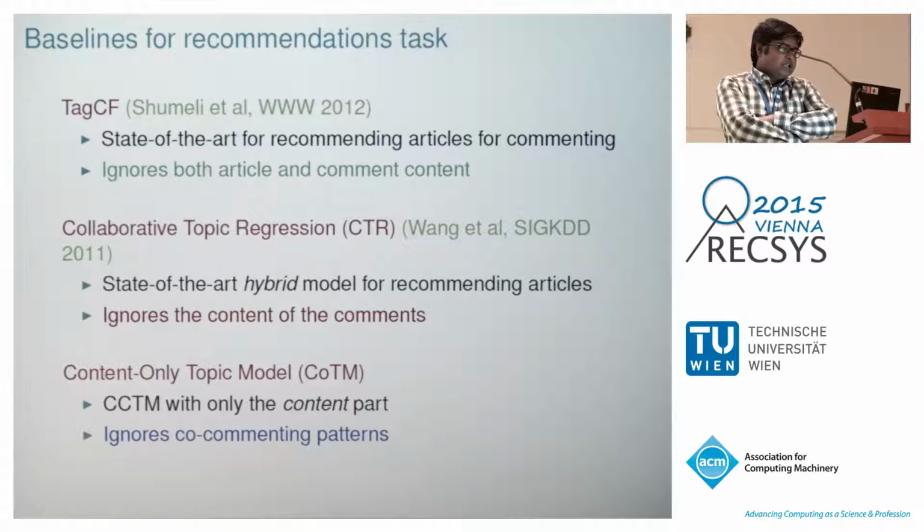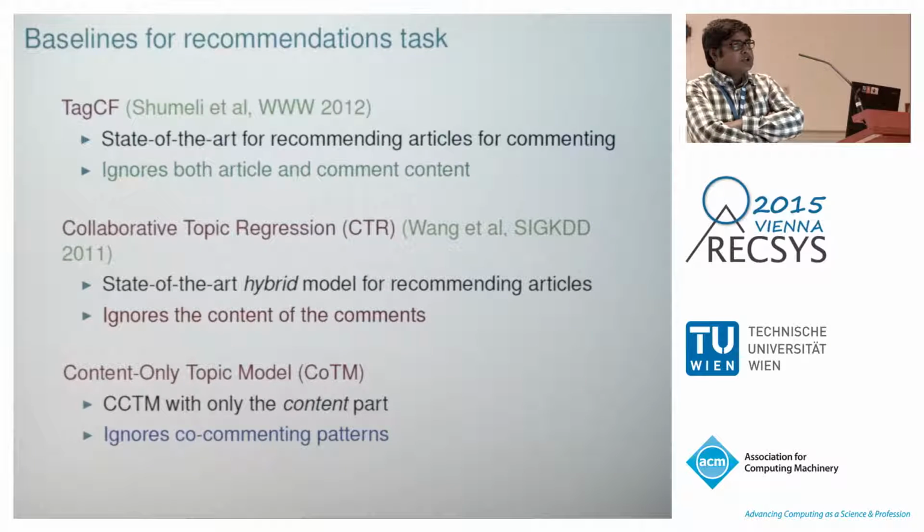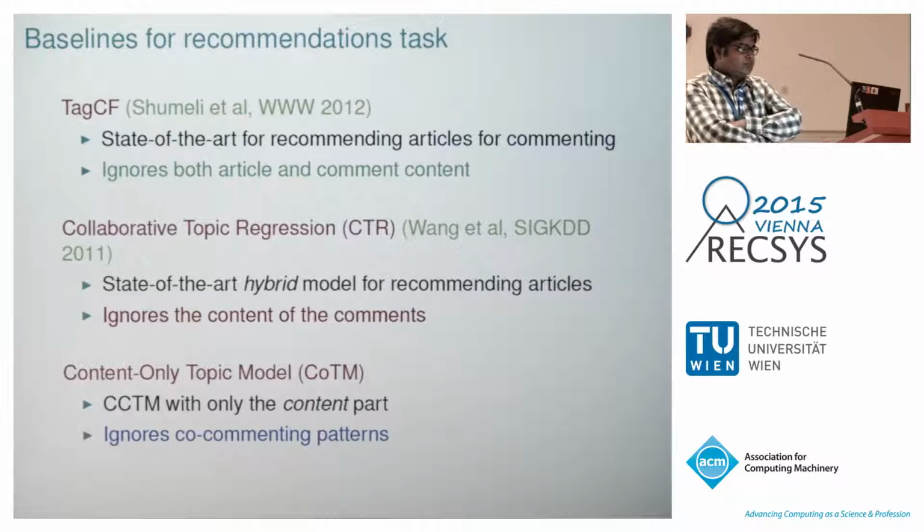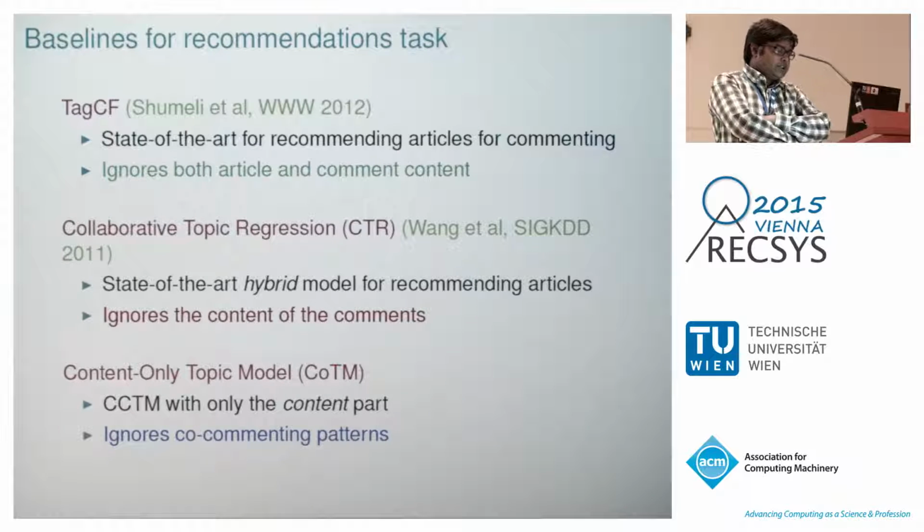So how do we do? On that task, we compared using 3 baselines. One is tag CF, which considers only the tags associated to the articles, and based on these tags they recommend. Another is the collaborative topic regression that I talked about before, which combines the collaborative topic model with recommendation. And another approach is the content-only topic model. This is a specialized version of our model which considers only the content and does not consider the co-commenting patterns.